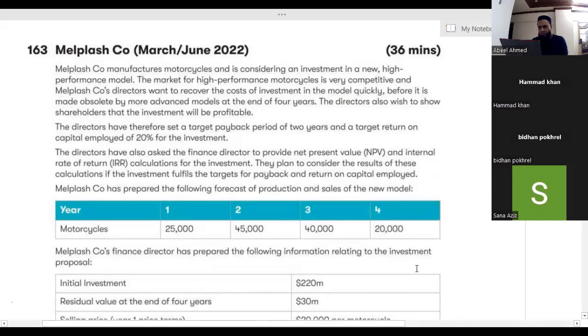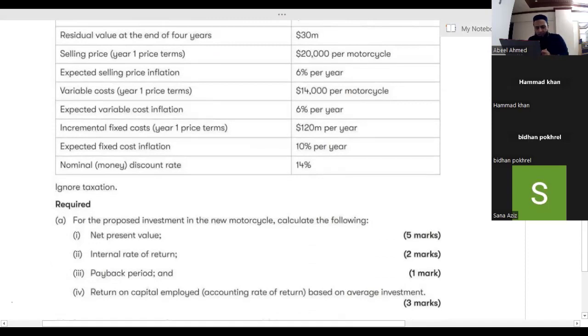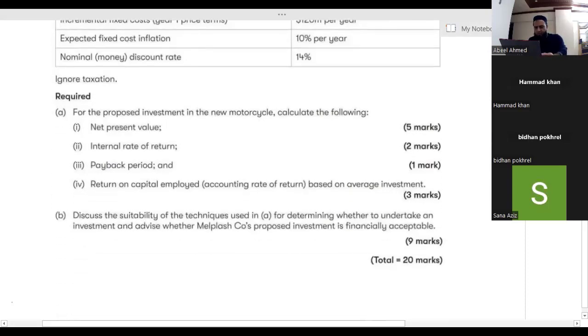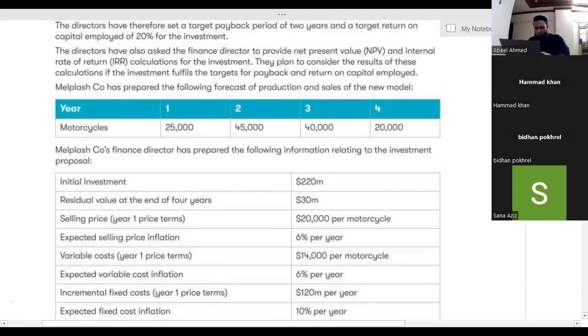The name of the question is Malplash, which came in March-June 2022. They're asking you to calculate NPV for 5 marks, IRR 2 marks, payback period 1 mark, return on capital employed using average investment 3 marks. Discuss the suitability of the techniques you have used for determining whether to undertake the investment, and advise whether Malplash company's proposed investment is financially acceptable. If NPV comes positive, then obviously it is financially acceptable. I really want every one of you to attempt this question and then we'll solve it together in 1 or 2 minutes, inshallah.